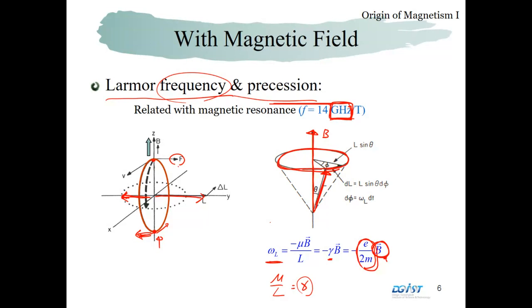So that requires many things because it's very fast motion. 10 gigahertz is quite a high frequency. So you need to understand this microwave dynamics to understand the spin dynamics.